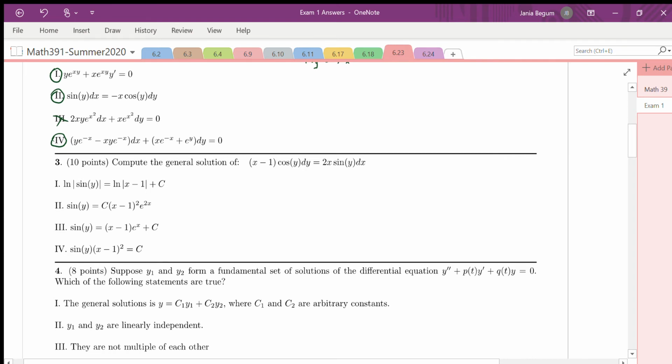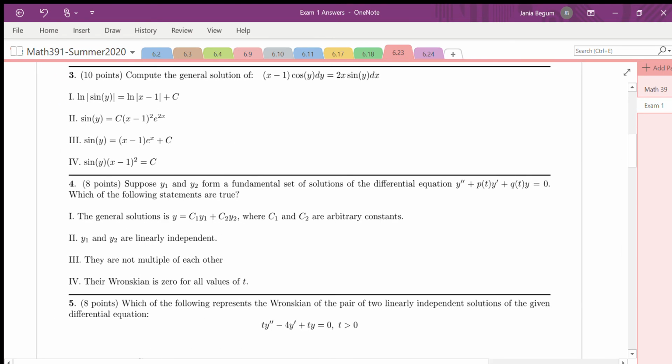For number 3, you have to do some work. So this is the one you had to actually go through the process of which method to use and then compute its general solution, right? So which method was applicable to this differential equation? Separable. So this looks like a nice separable equation.